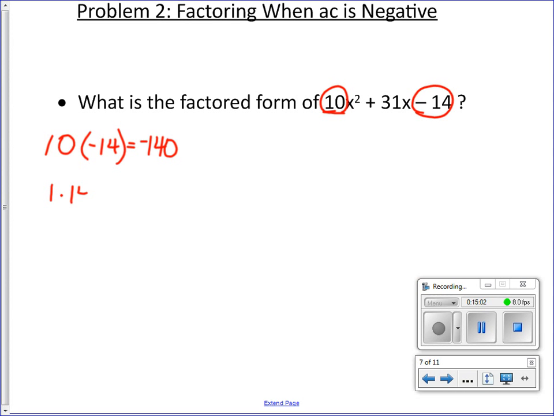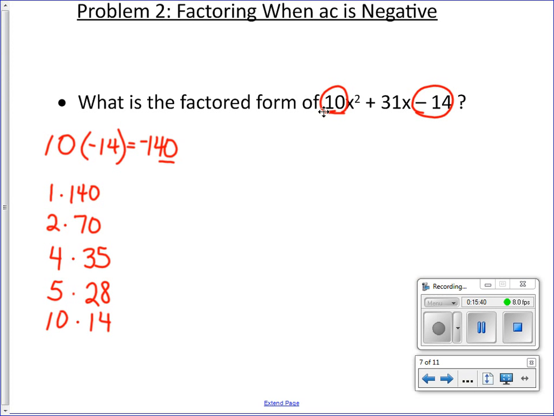We have 1 times 140, 2 times 70. We know that because 140 ends in 40, which is divisible by 4, that 4 will go into it. And 4 times 35 will give us 140. 5 will go into it 28 times. 10 will go into it, of course, 14 times. But we've already found the one that's going to work.